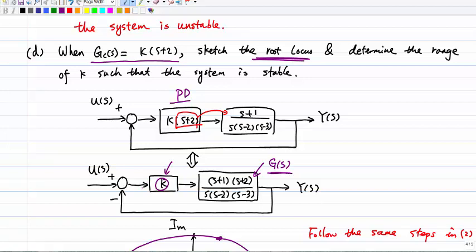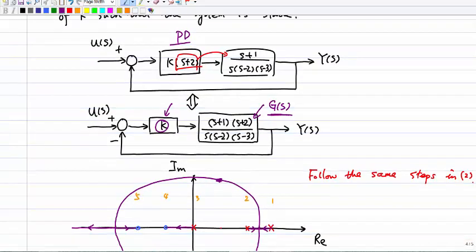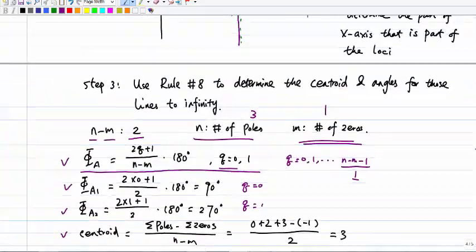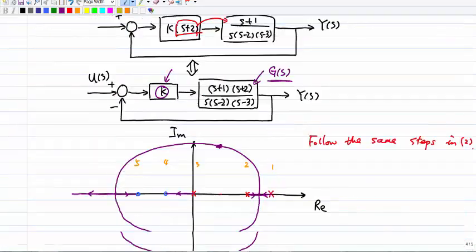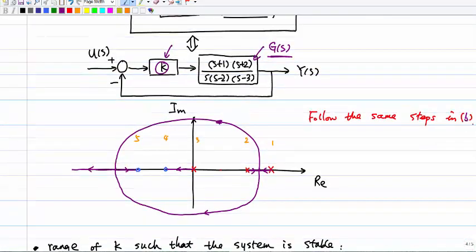Now this is the standard form, so I can use the rules as I mentioned in the previous three videos. The steps will be the same as I mentioned in step B. Let me just briefly talk about it. First of all, I want to draw all the zeros and the poles. The poles do not change for the new G(s), still 0, 2 and 3. So there are zeros I draw over here: one is 1, one is 2.